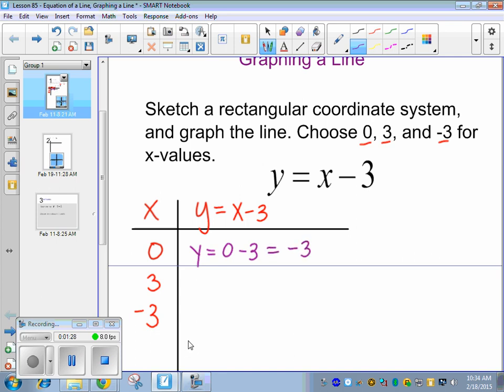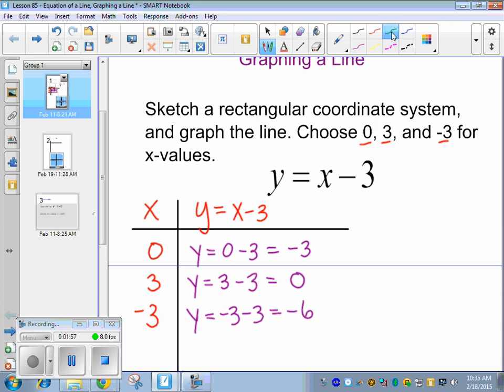-3. Okay. And then we have y equals, now we're going to plug 3 in for x. So 3 goes in for x, and then we have -3. So what's 3 minus 3? 0. And then I have y equals, and we're going to plug -3 in, -3. What's -3 minus 3? -6. Makes a bigger negative.